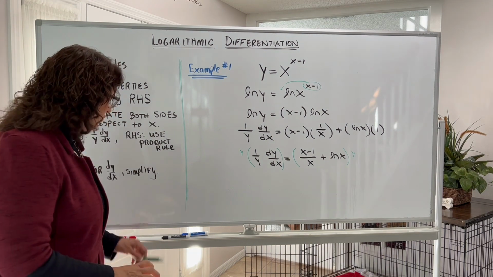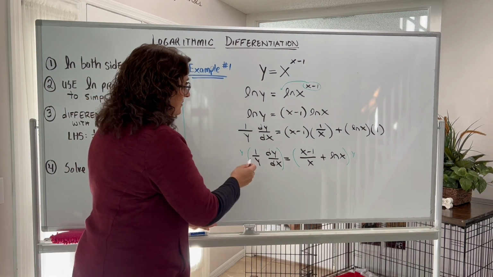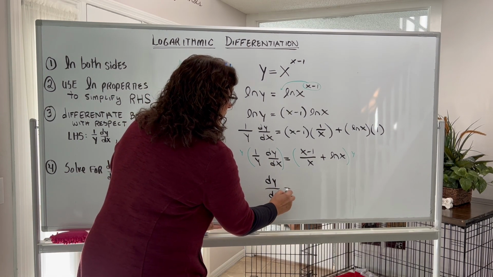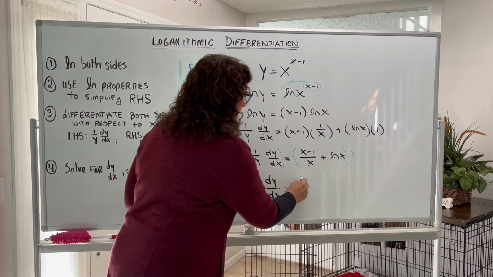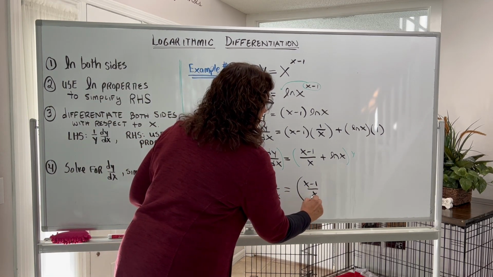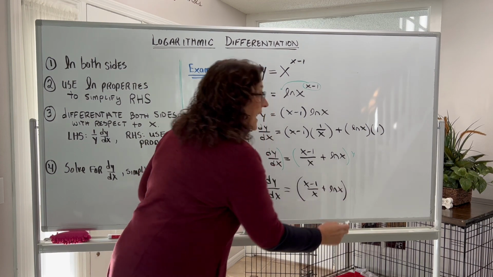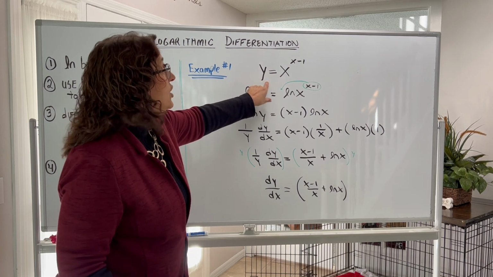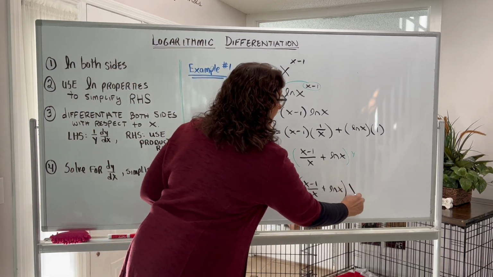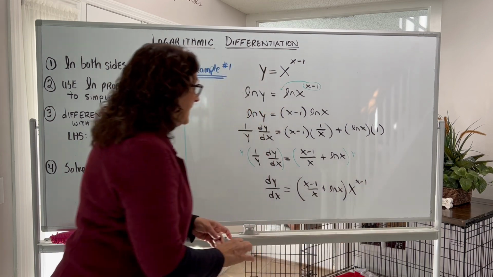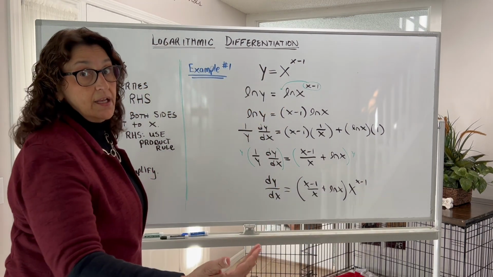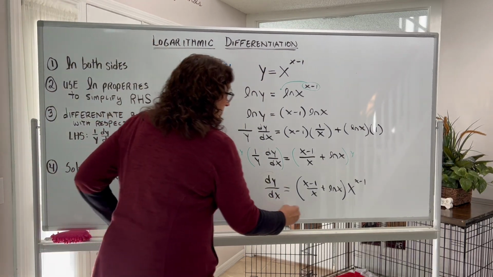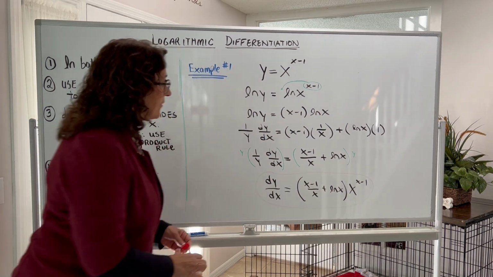But we're going to make a substitution here. So let's take a look. Left-hand side, the y's cancel, so here's our dy dx. And then the right-hand side, we have in grouping symbols x minus 1 over x plus natural log x times y, but we're going to substitute for y. Go up here to the original problem that we were given. We're going to take that y, substitute in for y, x raised to the x minus 1 power, and here is how we differentiate a function that has a variable base and a variable exponent. So this is what our answer looks like.